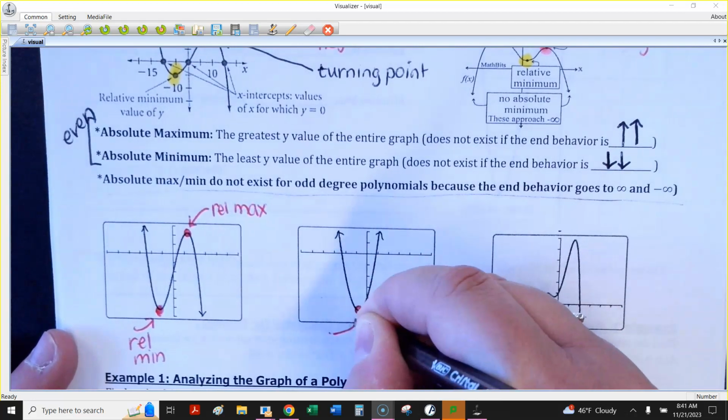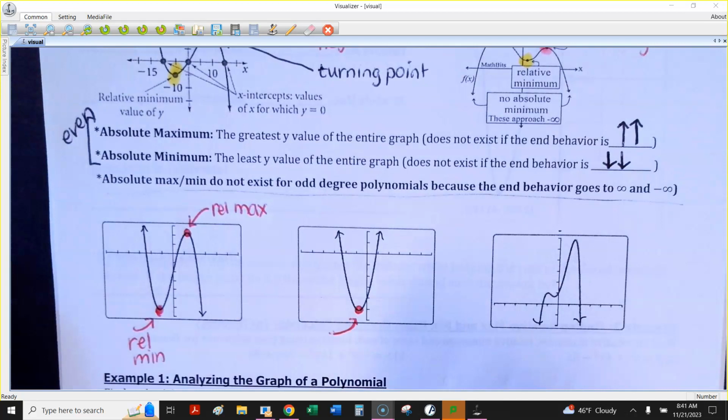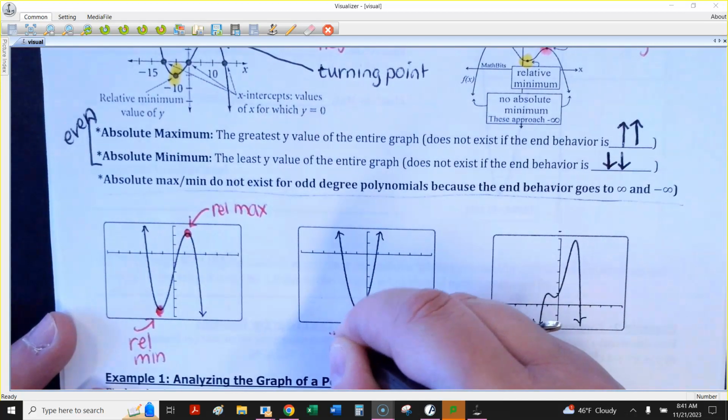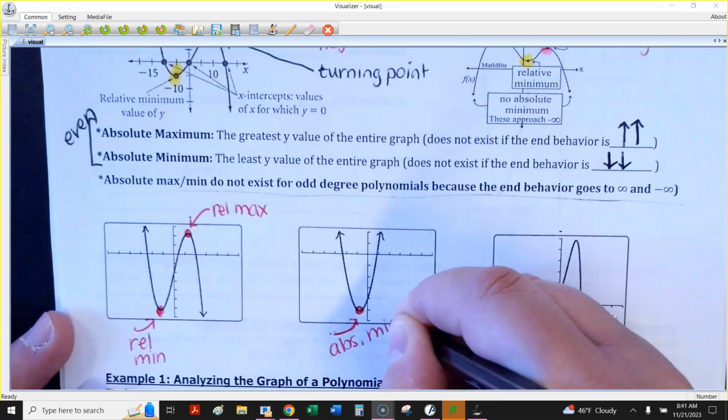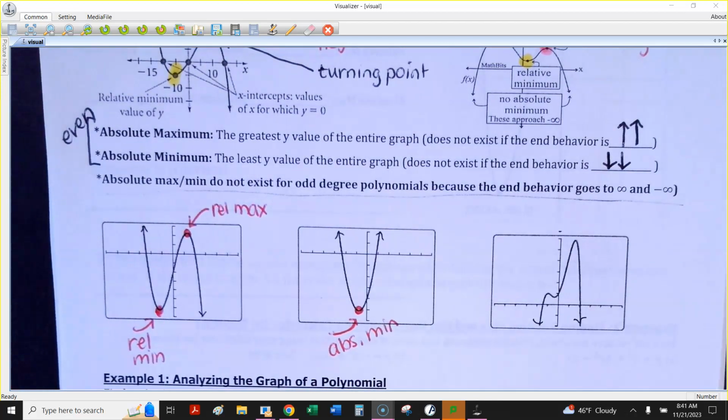This does not have relative max or min. This just has what would be called an absolute minimum, because the vertex of that parabola is absolutely the bottom of that graph. There's nothing below that. So just an absolute minimum there.